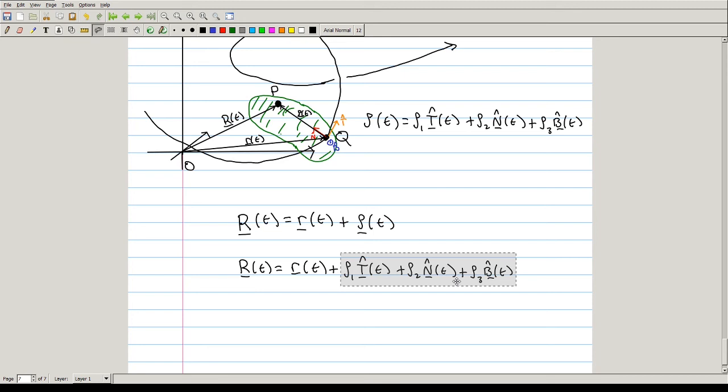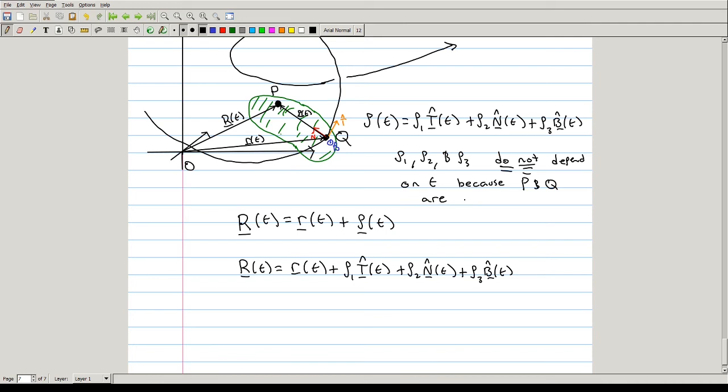And it's really important to point out here that rho 1, rho 2, and rho 3 do not depend on time or on the parameter t, because P and Q are frozen into the body. So even if the body is rotating as it moves along the curve, these two points are fixed relative to one another.